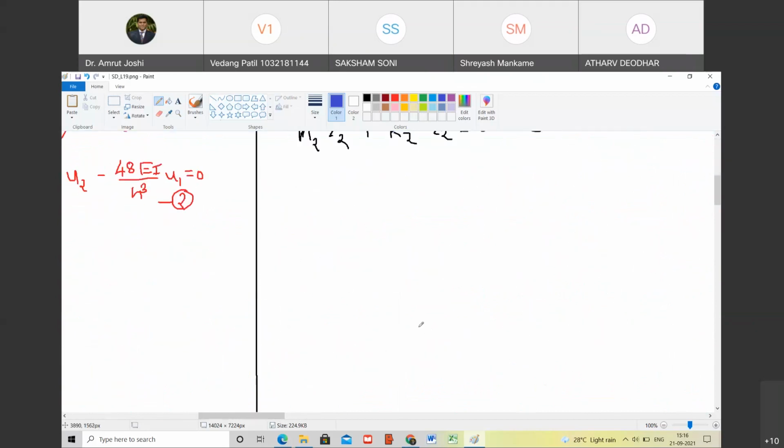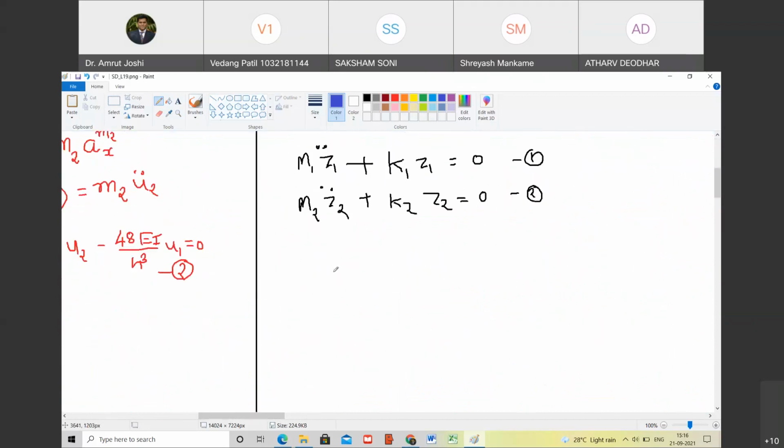Yes, sir. Okay, so now I will write the initial conditions here. As these are second order differential equations, how many initial conditions should we have? We should have 2 initial conditions to solve each equation. Do you agree with me?